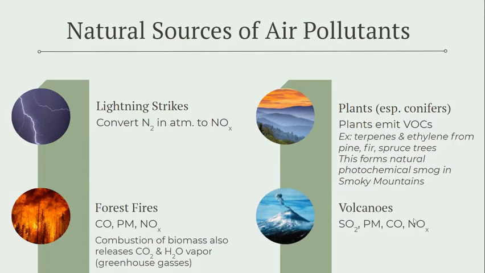And volcanoes themselves emit sulfur dioxides, particulate matter, carbon monoxide, and nitric oxides. And it's even said that sulfur droplets released from volcanoes have altered weather conditions such that they block sunlight and have caused winter-like conditions for even immense volcanic eruptions. So it's an interesting thing.